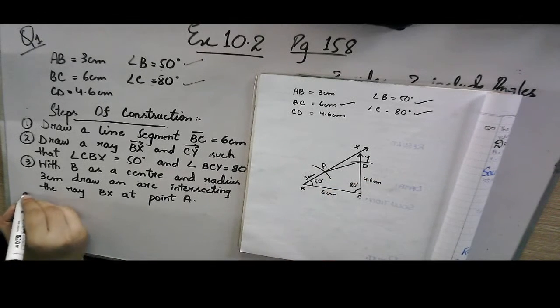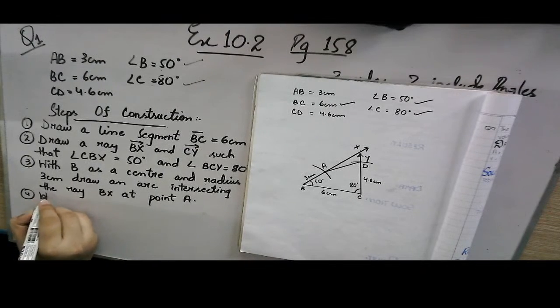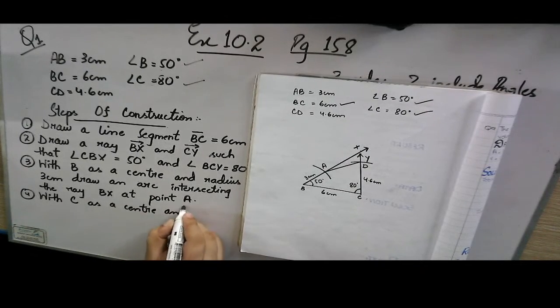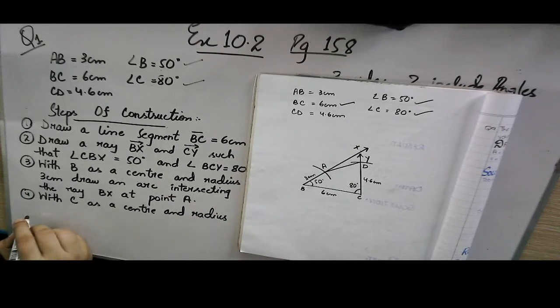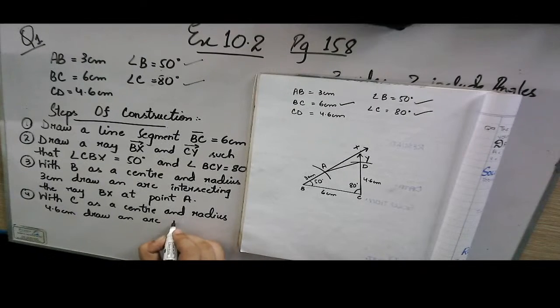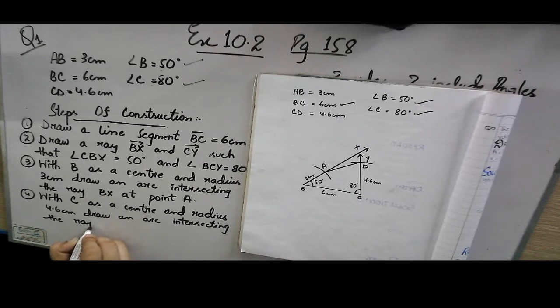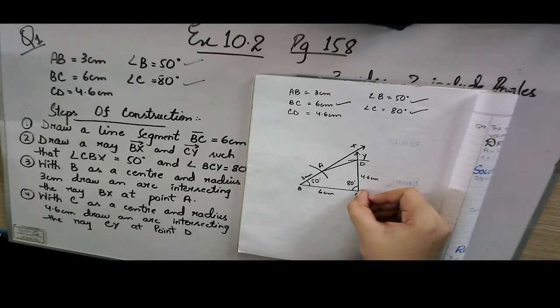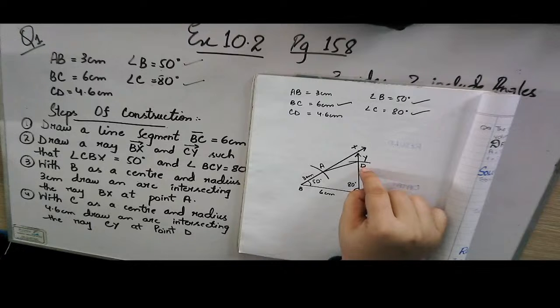Now the fourth point is with C as a center and radius 4.6 centimeter. Draw an arc intersecting the ray CY at point D. Okay, we are doing the same step on point C. On point C, you have to mark another arc which is equal to 4.6 centimeter. Then name that as D.